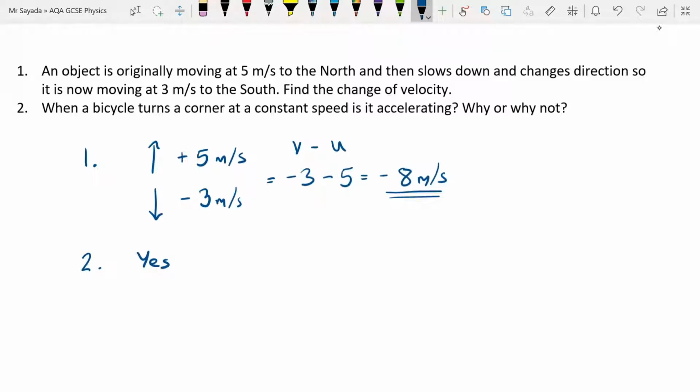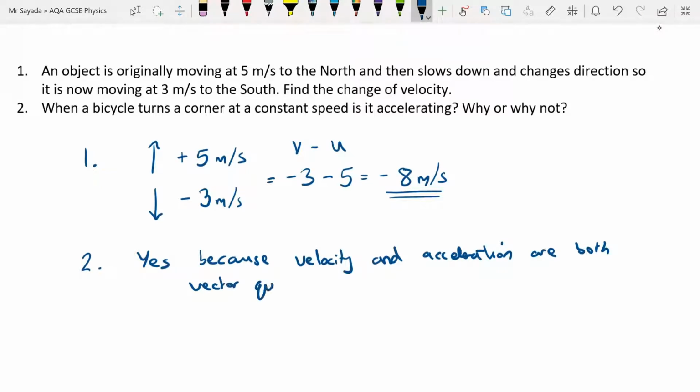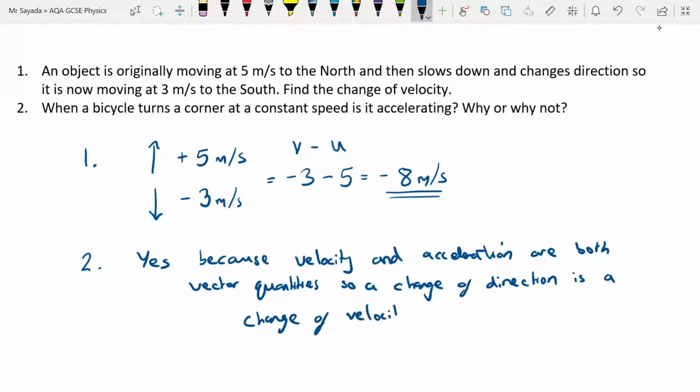velocity is a vector quantity. So yes, because velocity and acceleration are both vector quantities. So a change of direction is a change of velocity and therefore acceleration.